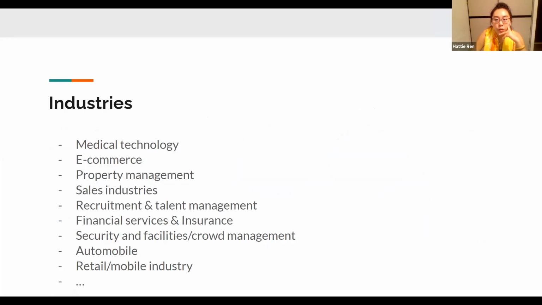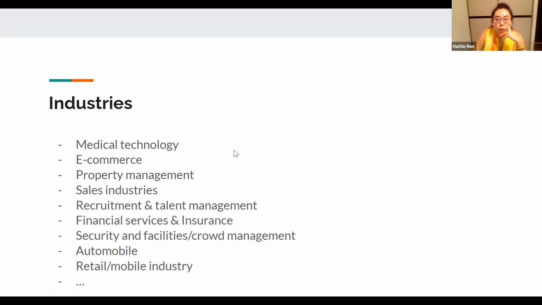Hailey spoke mainly about the fintech industry. I'll share some of the other industries that we see, or at least clients that we've personally worked with in the markets. We've worked with technology and medical technology companies, from e-commerce to property management, sales industries, professional services, recruitment and talent management, and of course financial services and insurance. So I'll give you a little bit of an example.